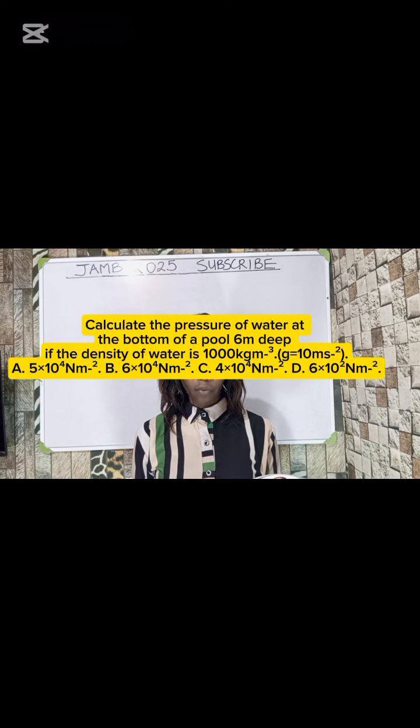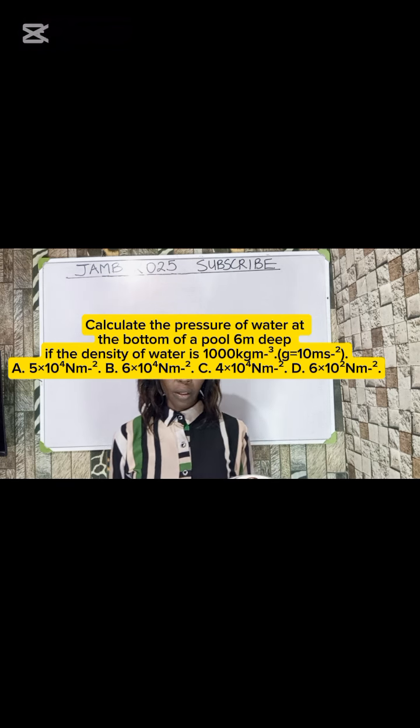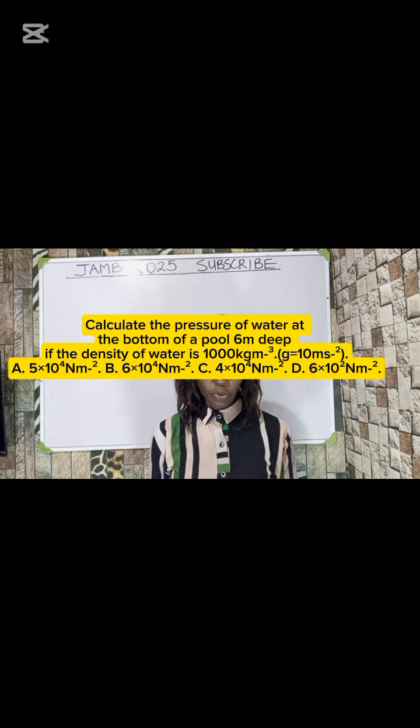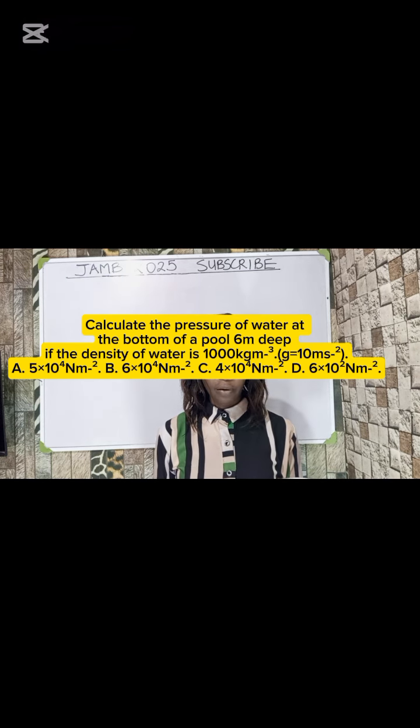Calculate the pressure of water at the bottom of a pool 6 meters deep if the density of water is 1000 kilogram per meter cube. We have G as 10 meters per second square. We have the following options. Option A, 5 times 10 to the power of 4 Newton per meter square. Option B, 6 times 10 to the power of 4 Newton per meter square. Option C, 4 times 10 to the power of 4 Newton per meter square. Option D, 6 times 10 raised to the power of 2 Newton per meter square.